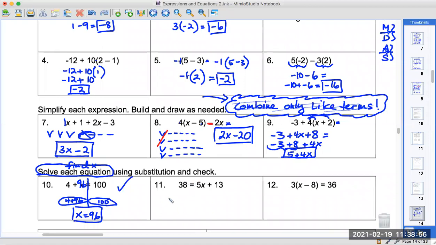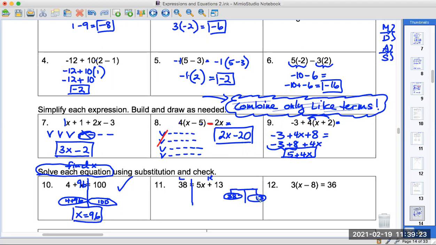I'm going to draw the scale over here. So you think of this as your scale, left side, right side. You have 38 on this side and only 13 here. Let's draw that. So you have 38, and over here you have 13.